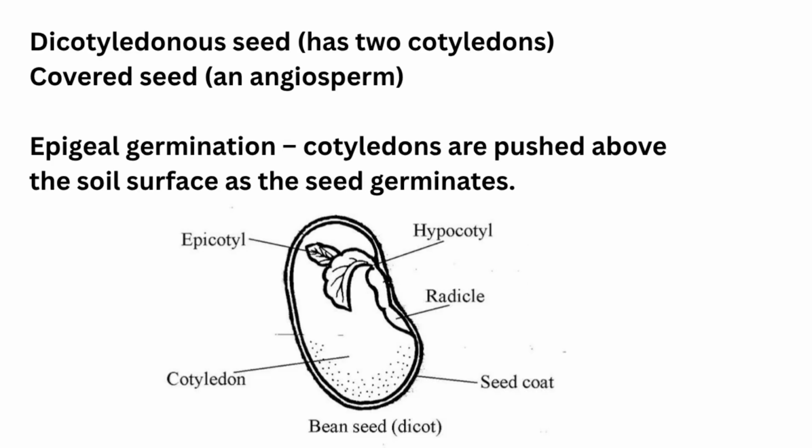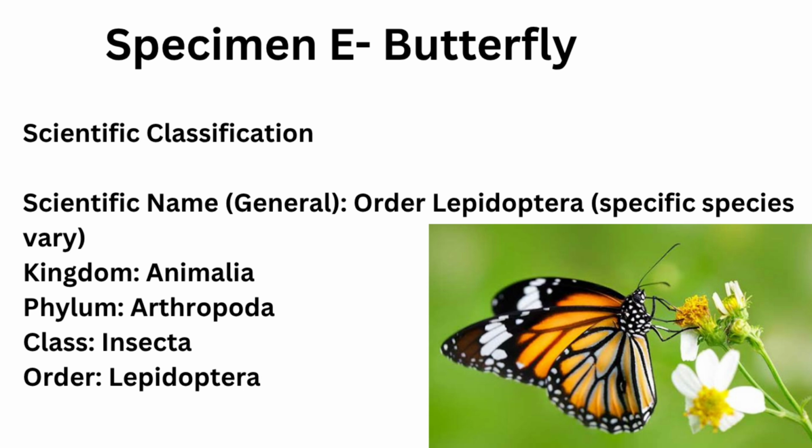The things you need to know about this specimen: it is a dicot plant. Okay, so it has dicot seed. The seed has 2 cotyledons, and the seed is covered. Okay, that's why it's an angiosperm. Now it exhibits the epigynous type of germination, where the cotyledon is pushed above the soil surface as the seed germinates. Now you can see the structure in case you are asked to draw a longitudinal structure of the bean seed. So specimen E, butterfly.